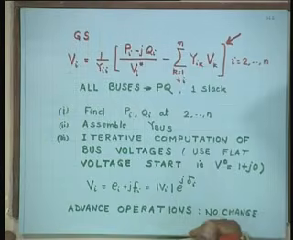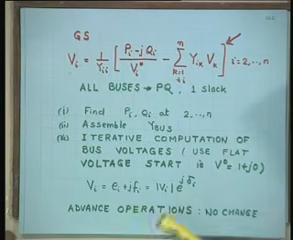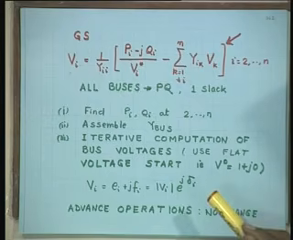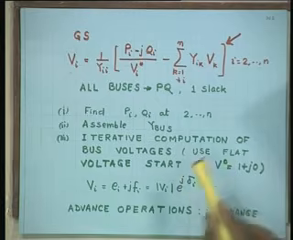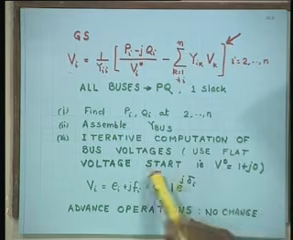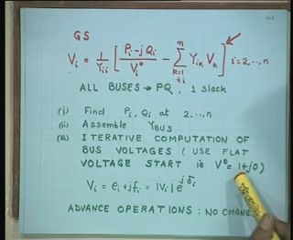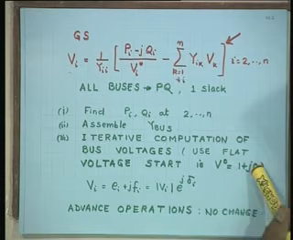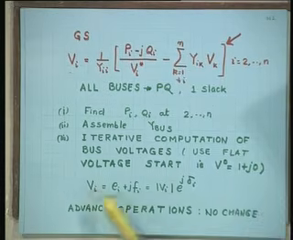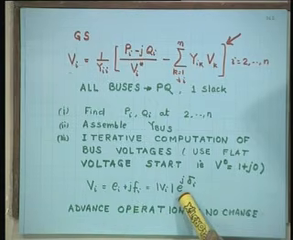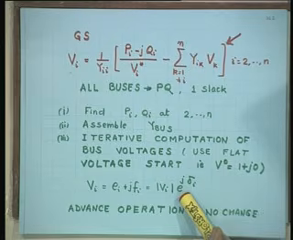But in theory, for a classroom, you have to write to the student: assemble Y bus, in case it is not done earlier. Iterative computation of bus voltages: use flat voltage start. I already explained what is flat voltage start. Flat voltage start is 1 plus J0. Now, Vi can be expressed in rectangular coordinates or in polar coordinates. Both have plus and minus.